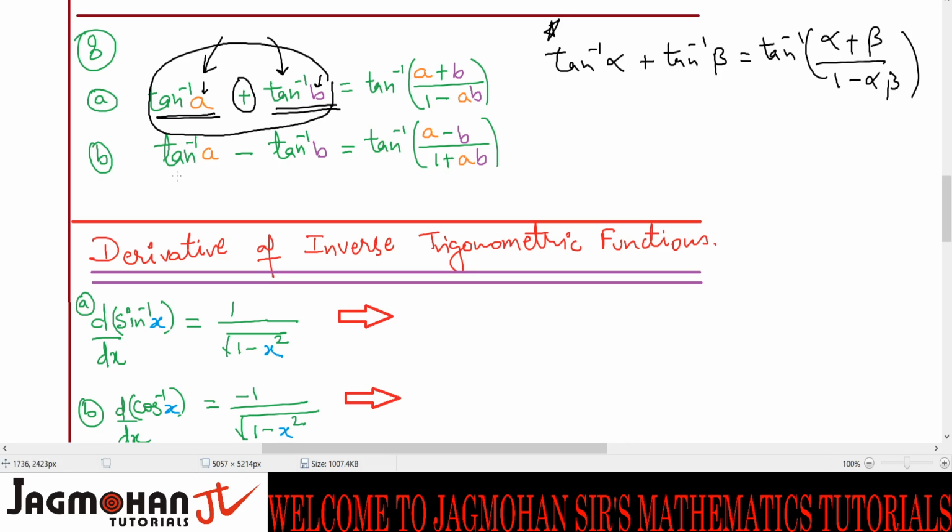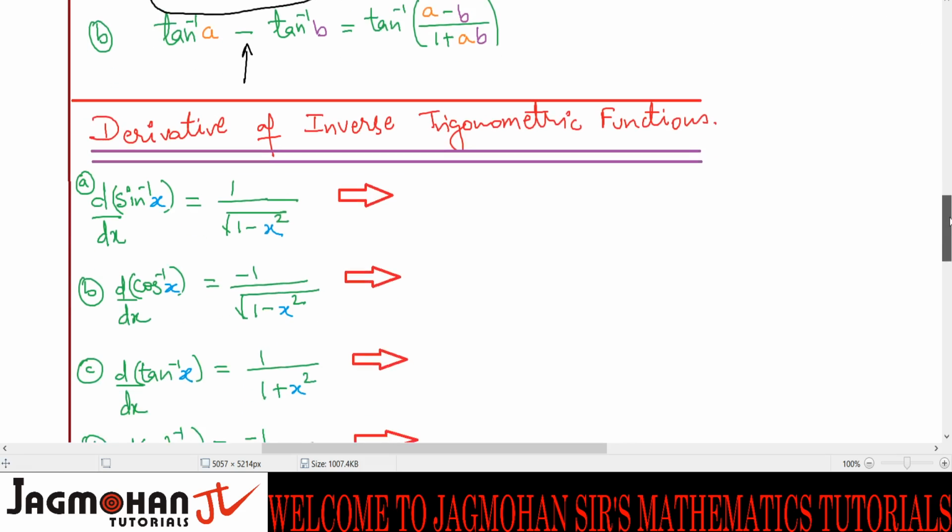Then here you have tan inverse of a minus tan inverse of b. So in these two, what's the difference? Here you got plus and here it is negative, a minus sign. When you have minus, the numerator will become a minus b. Check: when you had plus here, it was plus here; when it is minus here, between the two you have minus: tan inverse of a minus b upon 1 plus ab. Write these results again and again, learn them by heart.